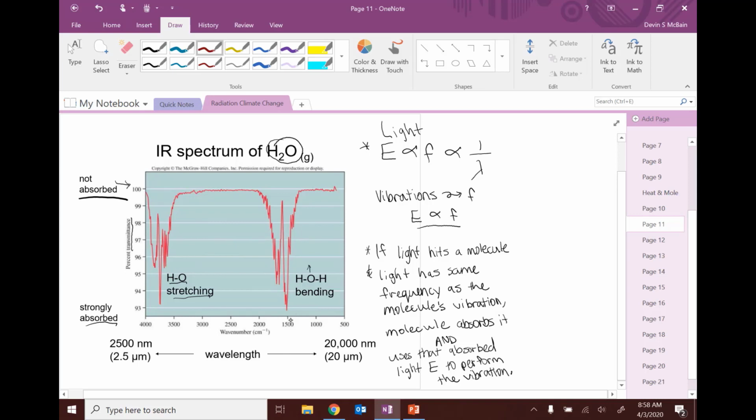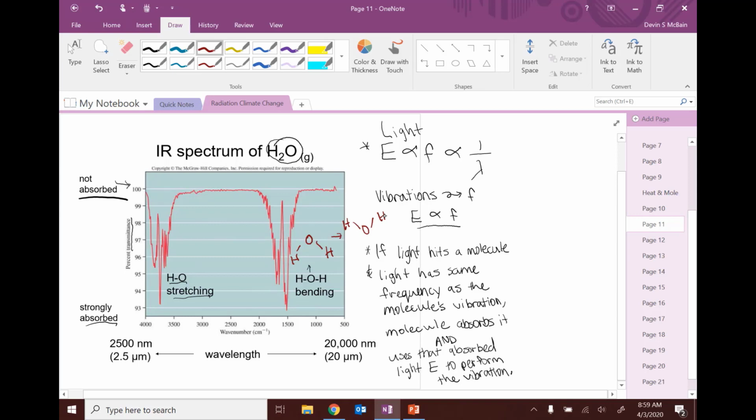Same thing happened down here closer to about, what would that be, like 10,000 nanometers of wavelength. But this is where the HOH bending happens. Okay, so this is where the oxygen pushes out from the hydrogens, and then it comes back, and it might kind of go back the opposite way like this. So you're getting that level of bending going on.